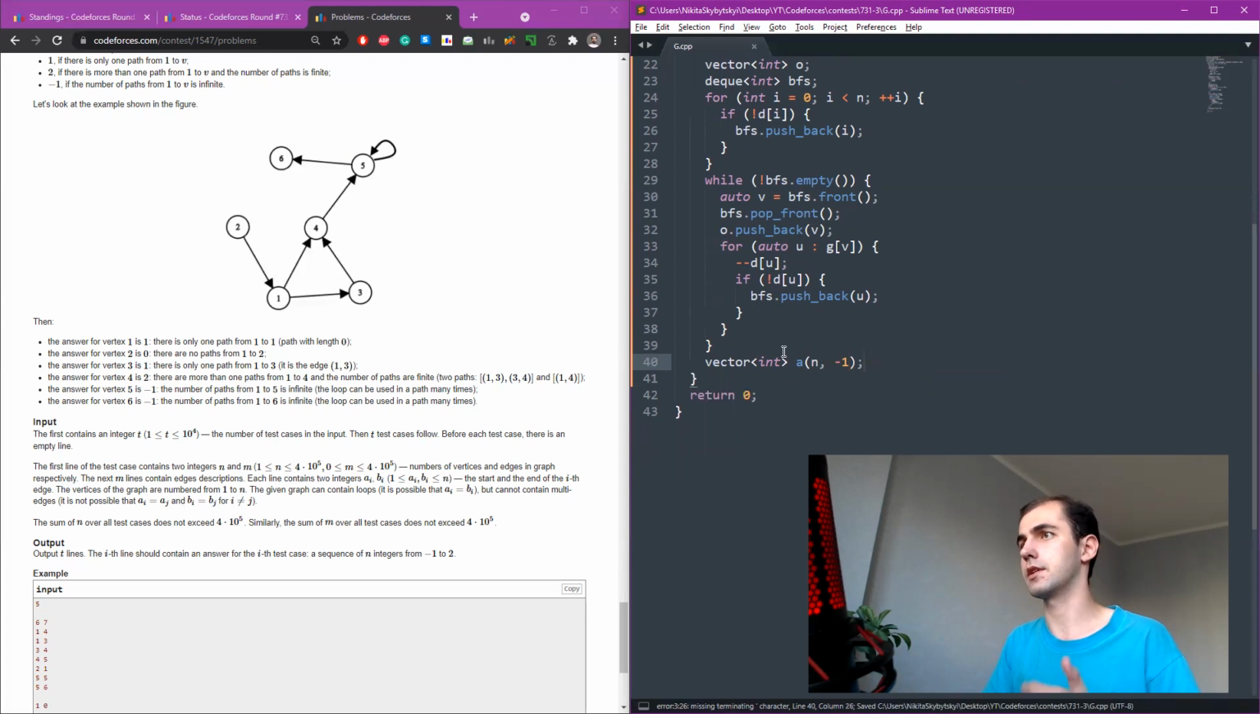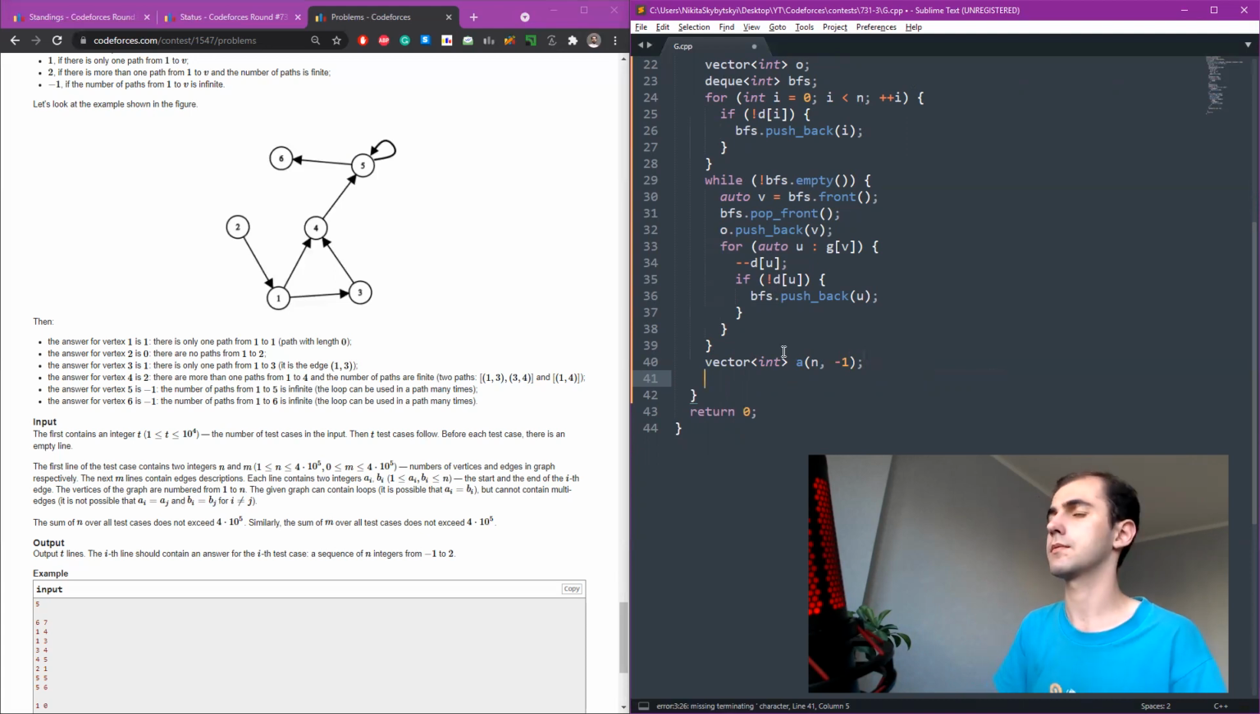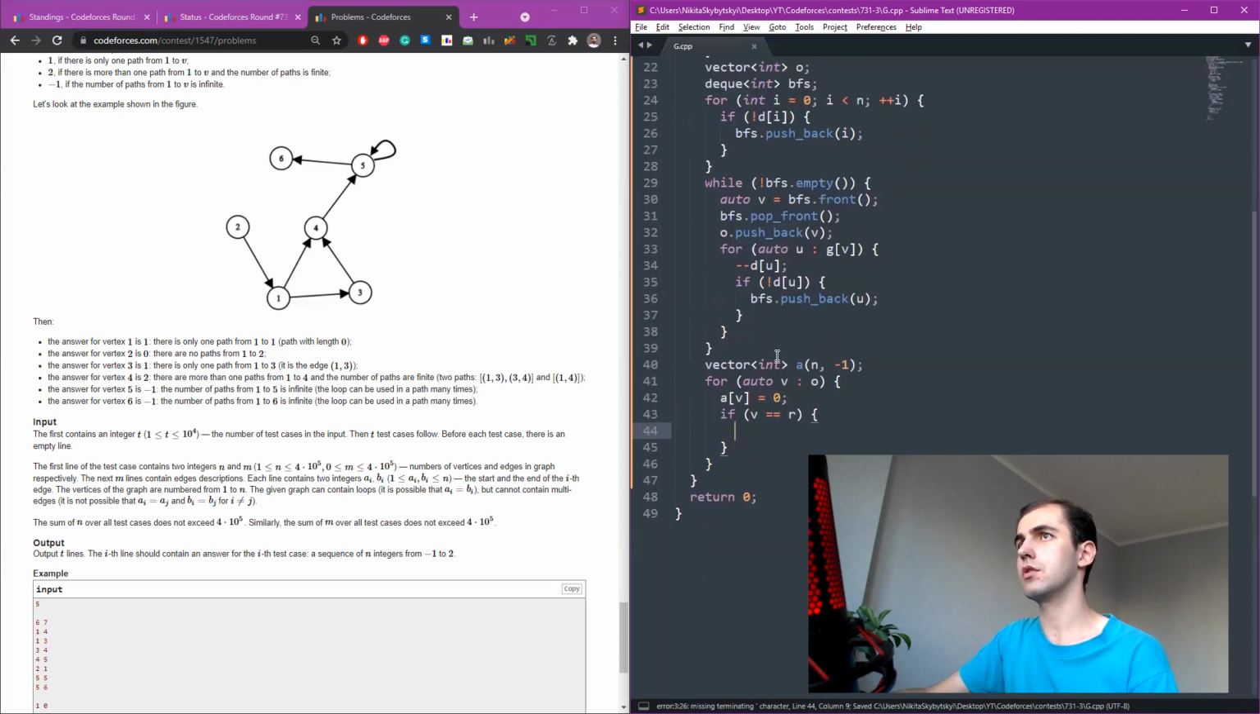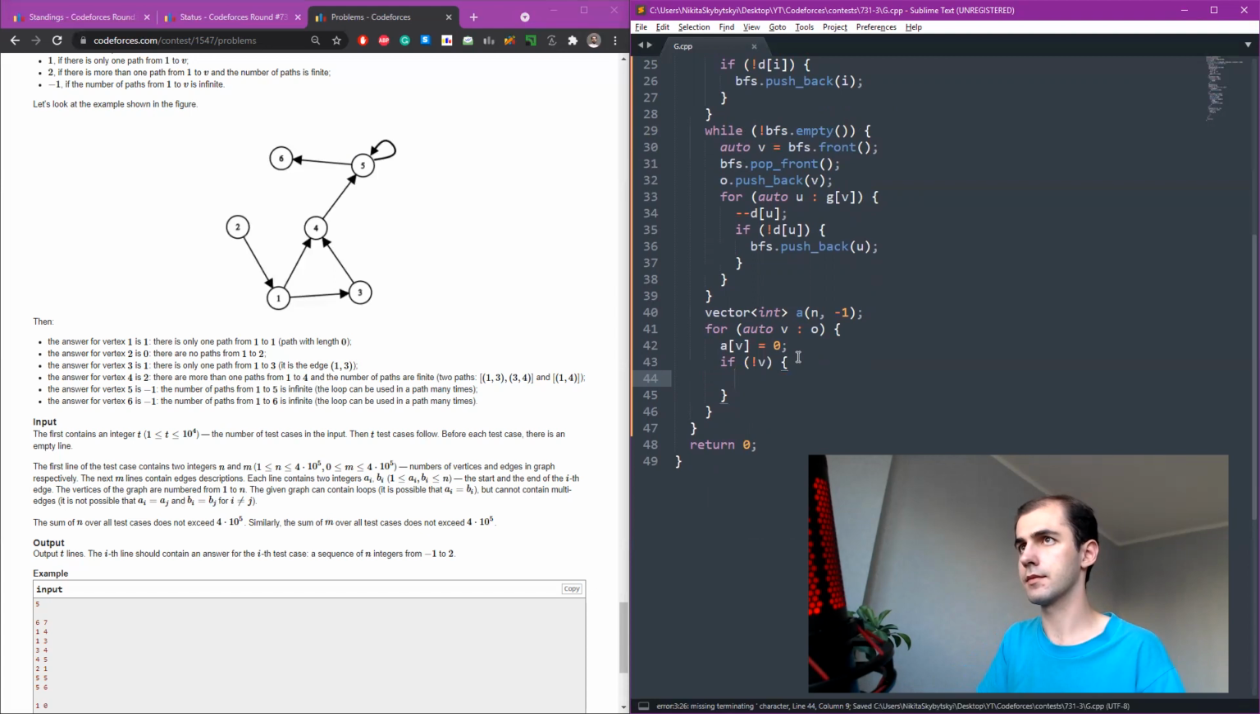Originally everything has infinite value, right? So now, for every vertex in topological order, just answer at vertex equals 0 if vertex equals root, which we no longer have. If not vertex, answer at v equals 1.